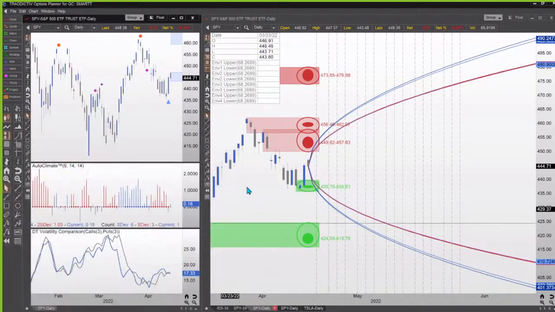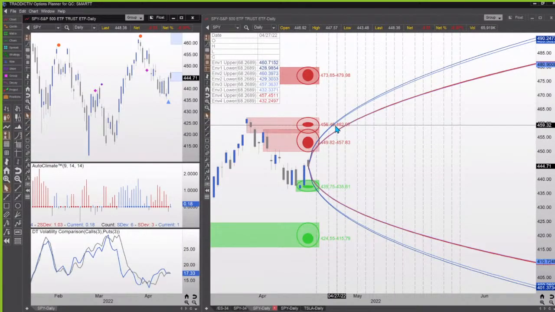So notice how the speed at which the S&P is moving is faster than the speed at which the S&P is expected to move. Red line. What does that mean? Cheap options. So overall, options are fairly cheap.